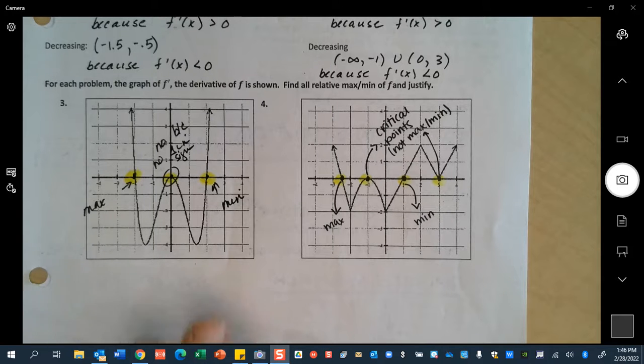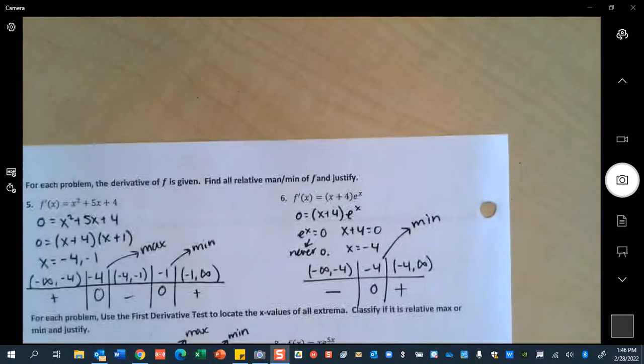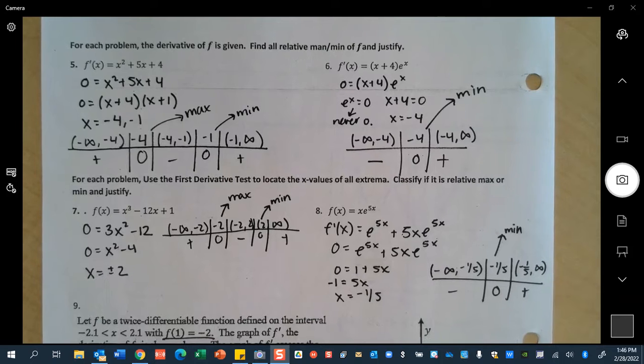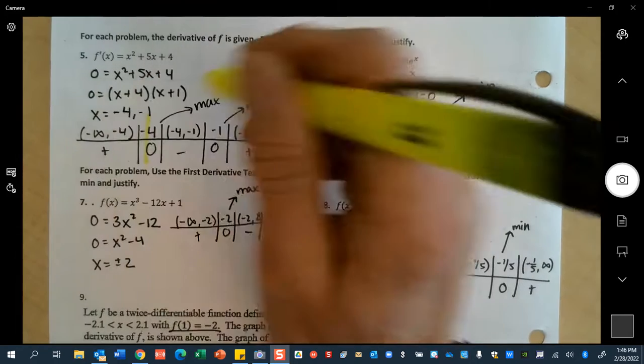Yeah? Okay. Looking at the back, for each problem, the derivative of f is given. Find our relative min and max. So again, if this is given to you as my derivative, I'm going to find my critical points by setting it equal to 0, factoring, and coming up with those critical points.